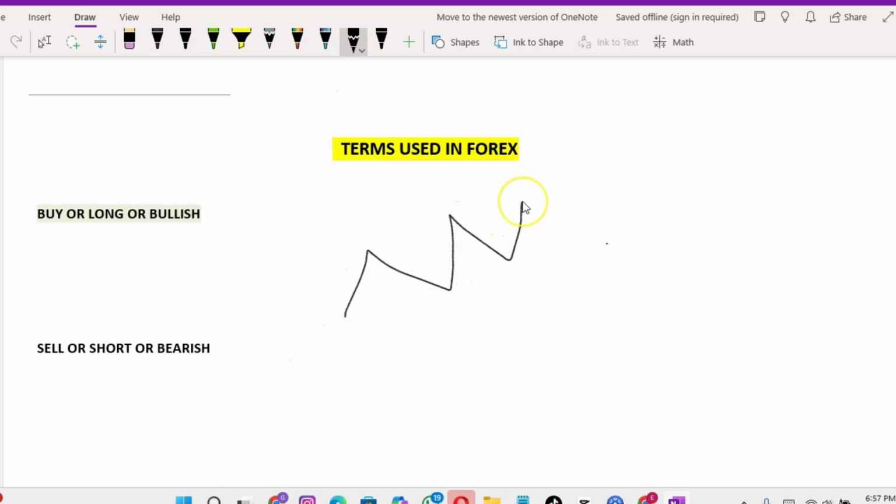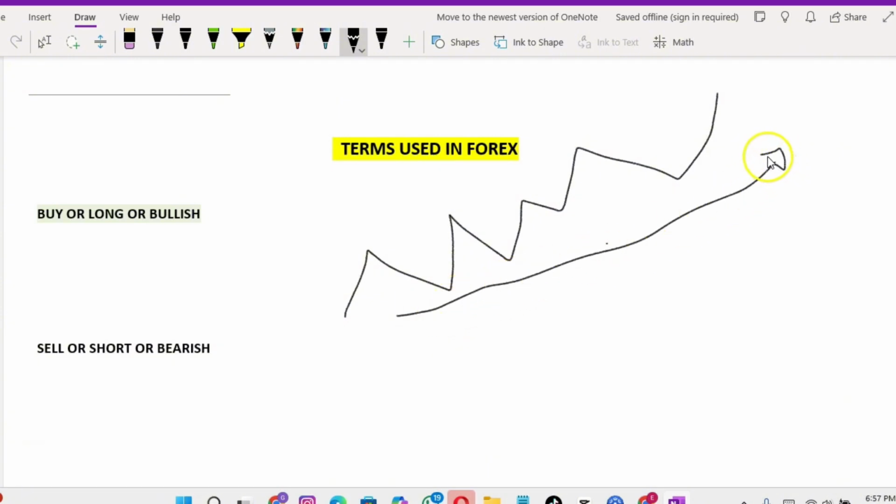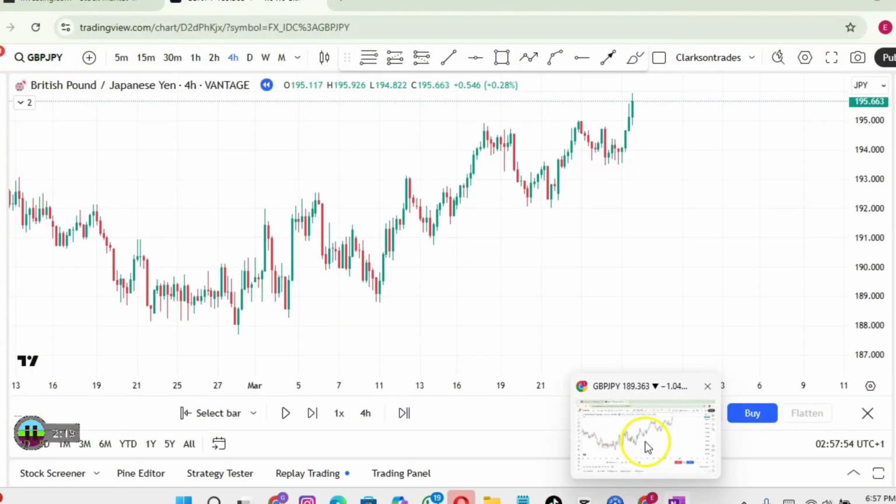So you can either call it buy or long or bullish. So buy means you are taking a long position and you are exposed to a potential loss if the price falls or goes against you, which is against your original direction. So I'm going to be showing us a practical example on the chart.